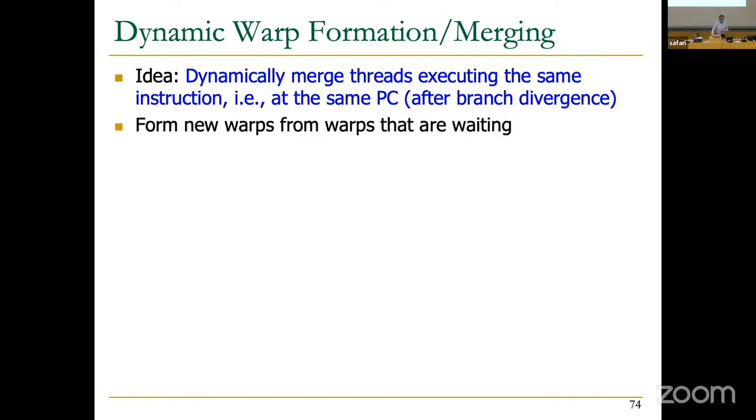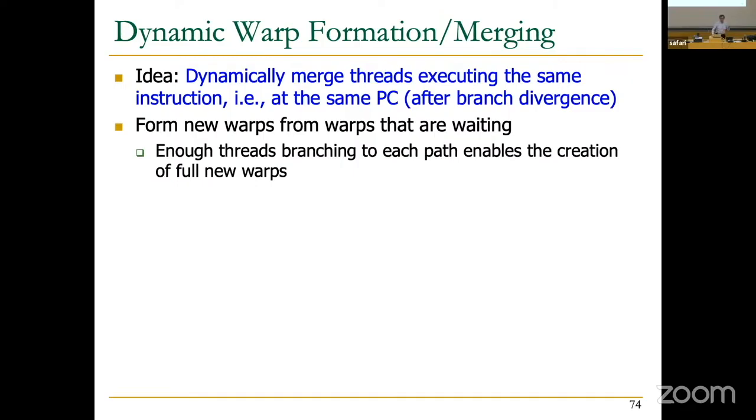Essentially, you form new warps from warps that are waiting. This is why you have a lot of warps that are waiting, and you can examine them. And enough threads branching to each path enables the creation of full new warps. Full new warps meaning a full warp is essentially a warp with 100% SIMD utilization. All of them are active.